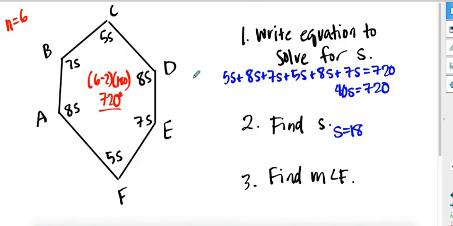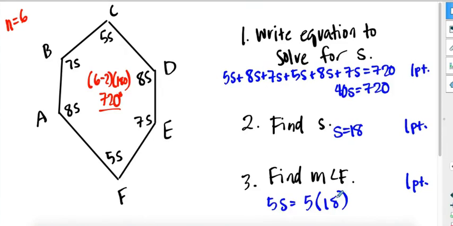So that would be your, this is 1 point here. This would be 1 point here. And then your last is actually calculating what F is. Well, F is 5 times S, and S we know is 18. So you should get 90 degrees. All right, any questions there so far?